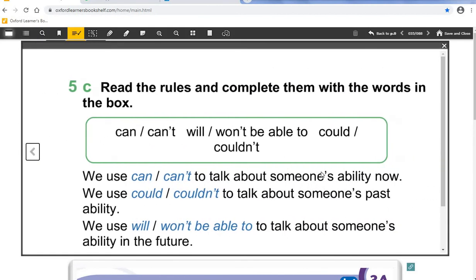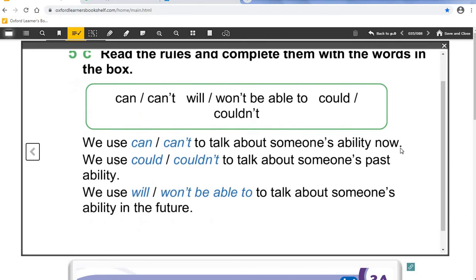We use can or can't to talk about someone's ability now, at the moment of speaking. We use could, couldn't to talk about someone's past abilities. This is simple past, be careful. And we use will and won't be able to talk about someone's ability in the future. If we are talking about the future, we will use will and won't be able to.